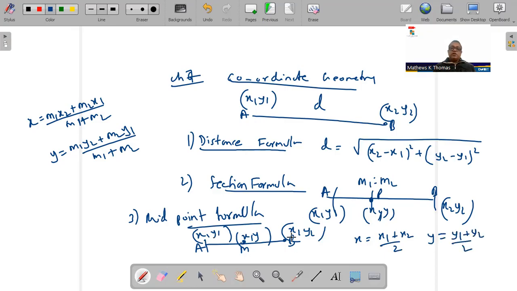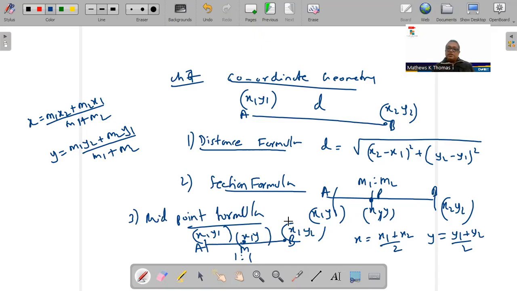The reason is simple because the ratio is 1:1. So when I'm putting instead of m1 and m2, 1 and 1, so it's obsolete. Only x2 and x1 remain, and denominator 1 plus 1 will become 2. So that's why x is x1 plus x2 by 2 and y will become y1 plus y2 by 2.